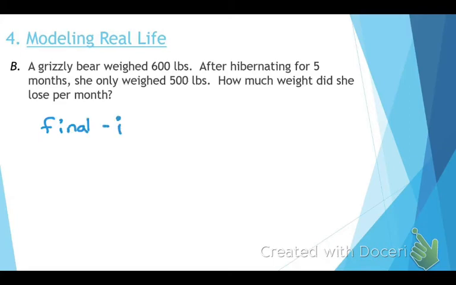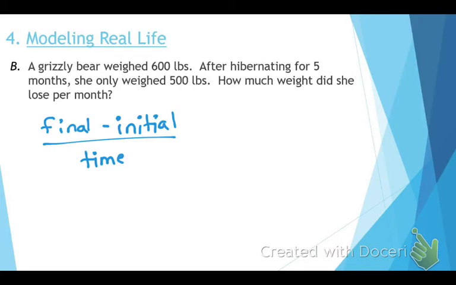Most of you sounded close. Repeat after me. Final minus initial divided by the time. Do it one more time. Do it with me. Ready, begin. Final minus initial divided by the time.